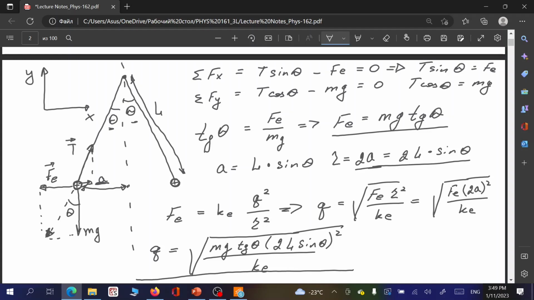So next lecture we will introduce the concept of electrical field, which is the medium via which electrical interactions are happening, and we will meet on Friday.